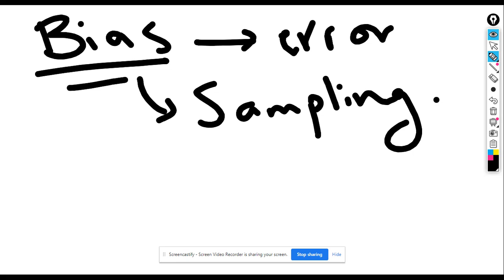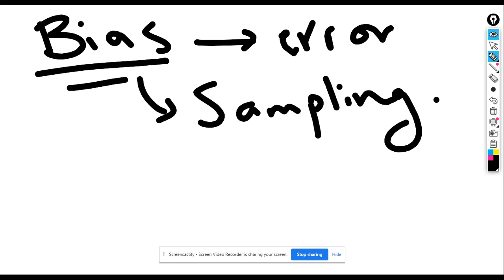Sampling. Like for example, if I decide to ask students if you like physics or no, and in that case I go for AB physics, it's biased. Why? Because I picked up already people who like physics. So in that case, I'm going to have a fake or a false feedback.